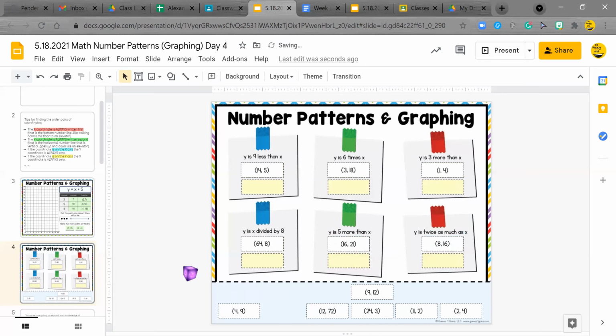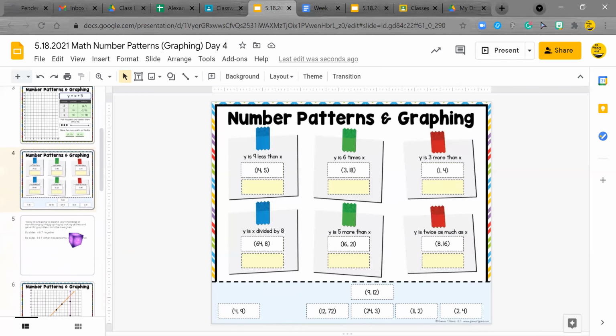So I've got the first set for you. Now we need to place these. I'm going to keep moving so you guys can practice this, or we'll do this in person.